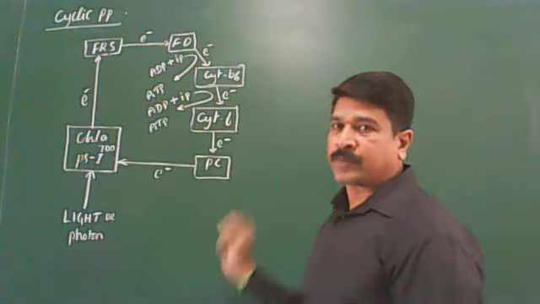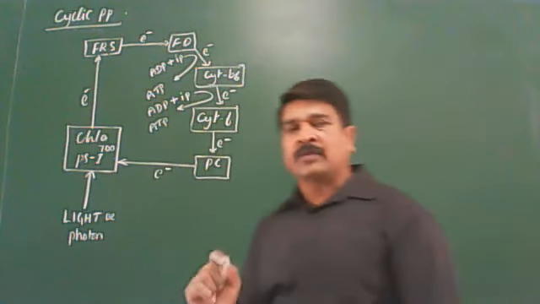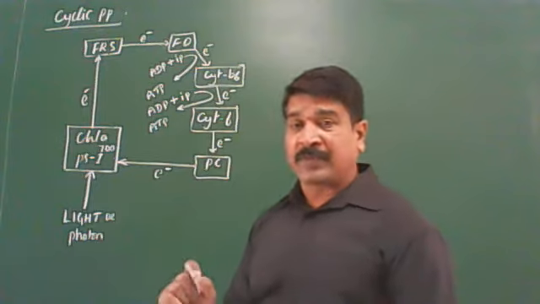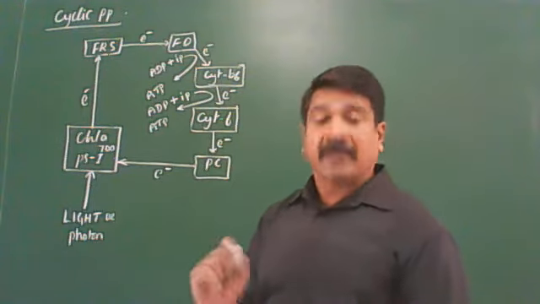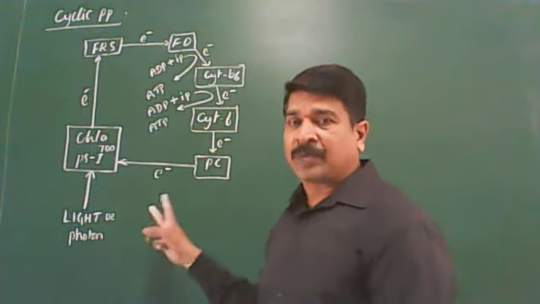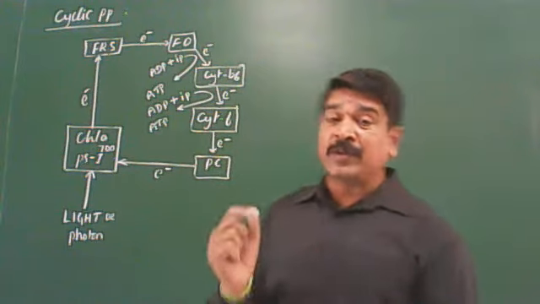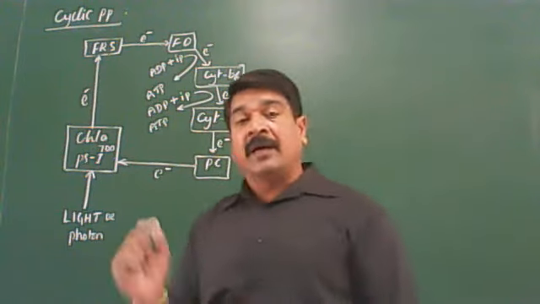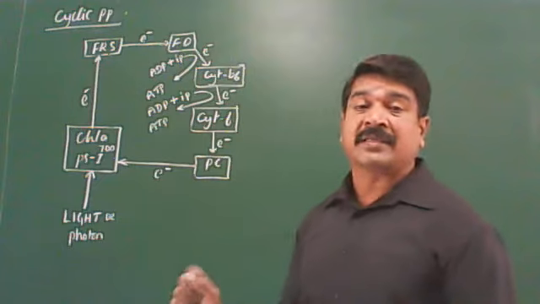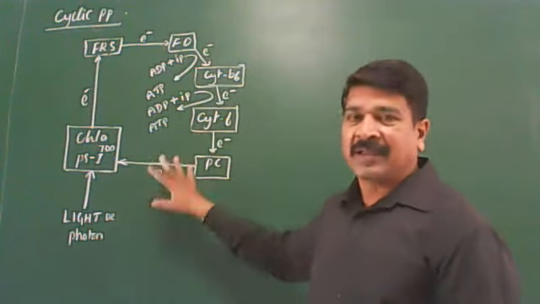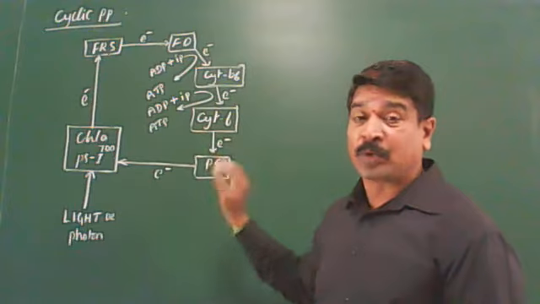So during transfer of electrons, each electron loses some amount of energy. That energy is utilized for the formation of ATP from ADP and inorganic phosphate. In the cyclic photophosphorylation, ATPs are produced at two places. One is between FD and cytochrome B6. Another one is between cytochrome B6 and cytochrome F. I think you are getting it. So this is the explanation of the cyclic photophosphorylation.